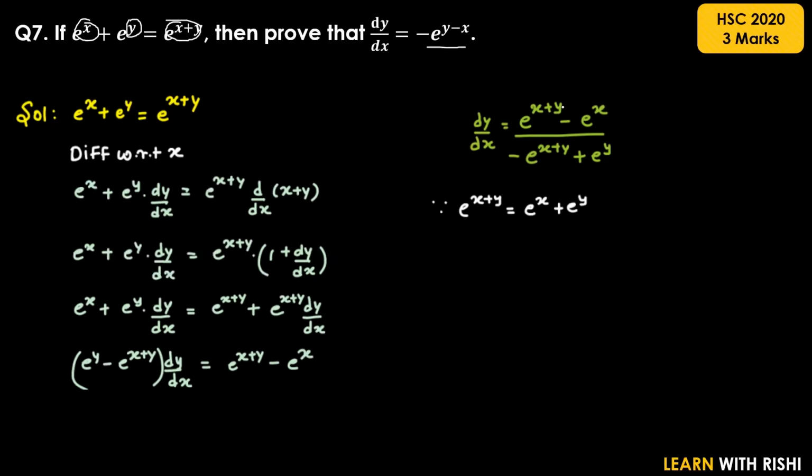Now we already know what is e raised to x plus y. So in the question it is given e raised to x plus y is e raised to x plus e raised to y.